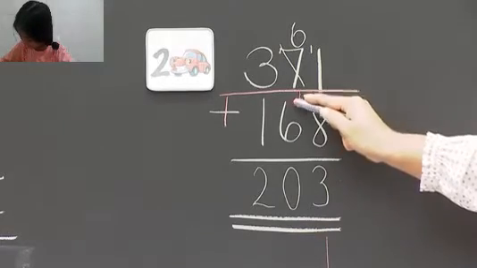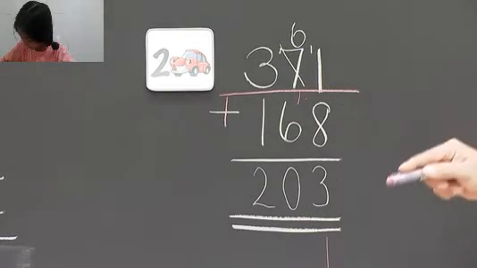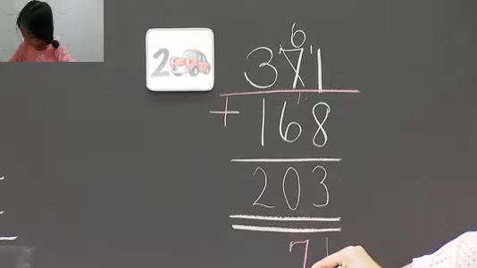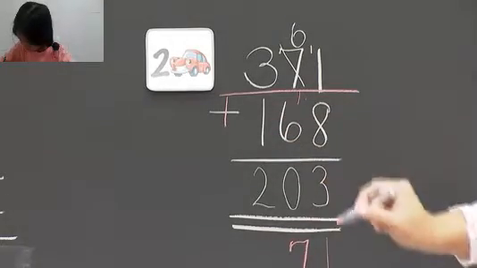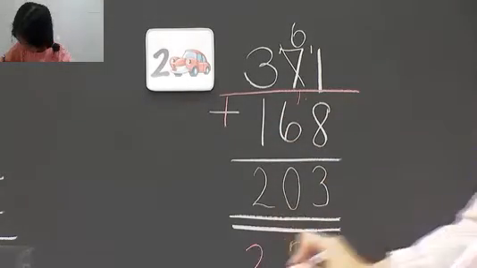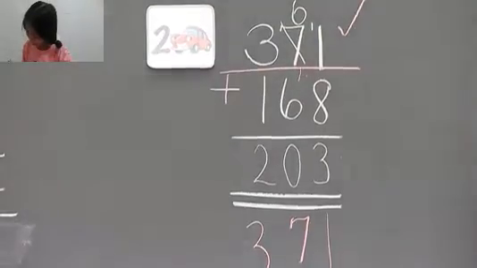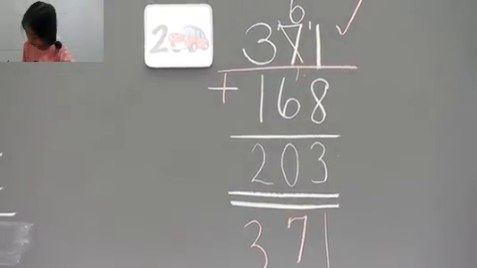11. So then we'll add the 1 to the top. 1 plus 6 is? 7. Good, 7. Then we have 1 plus 2 is? 3. So we have 371. The top answer is 371. So our problem is correct.